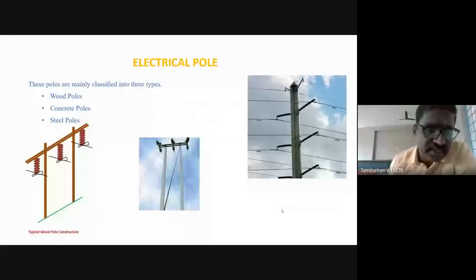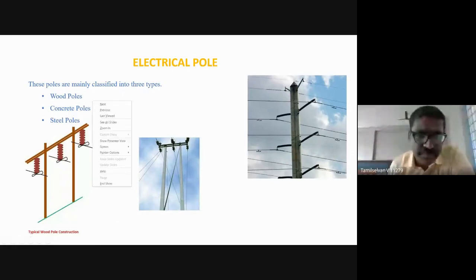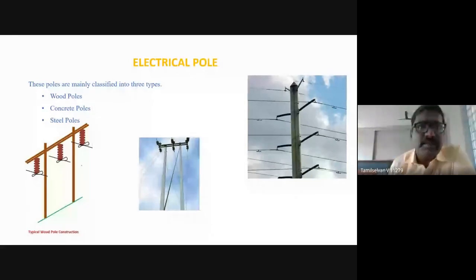The first diagram shows a typical wood pole construction. This is a wood type of construction. Normally this type of construction will be used for low voltage transmission and distribution networks.